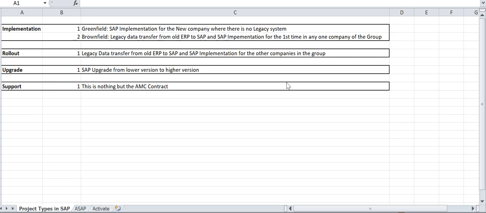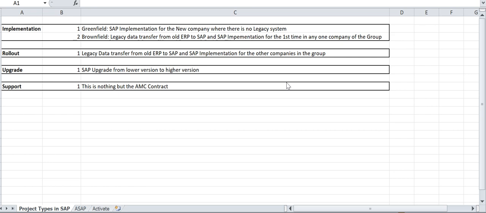The first one is the implementation project. Within the implementation project, we have two subtypes. The first one is the greenfield implementation and the other one is the brownfield implementation. Greenfield implementation is absolutely for a new company which has just started and is not using any sort of ERP to manage its accounts and finance. That means it is implementing SAP for the first time and doesn't have any legacy system. Legacy system means old ERP system.